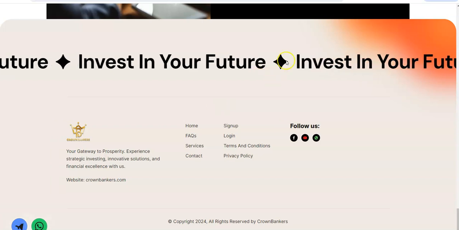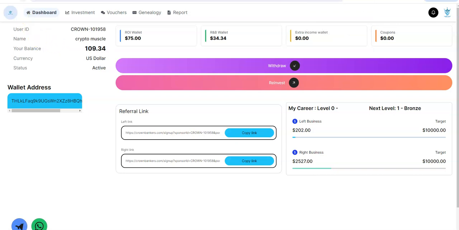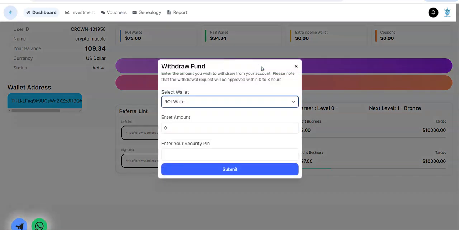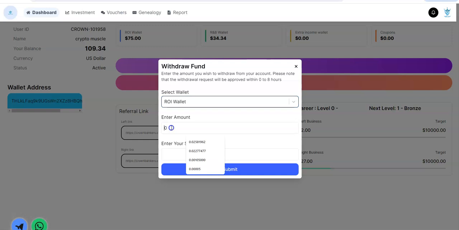And that's that, right? So, let's take a look inside here. This is the current update. Let me refresh this. I got two wallets here with earnings. I got the ROI, which is your daily earnings, and then the RMB wallet for $34. So let's see what I can do to pull this out. Please note it takes 0 to 8 hours. Okay. Let's go ROI, just in case you can't pull out both at the same time. Security pin, give me one sec.